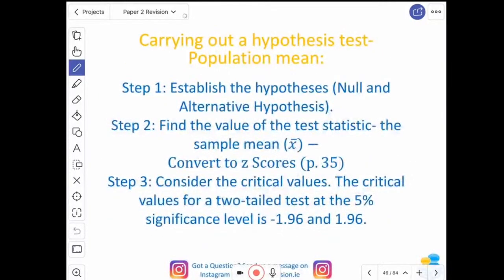And again, I'm not going to do a full example on that because I want to do an example of our population mean, because I didn't do that for your confidence interval. But do look at ExamRevision.ie. There's all these done out in videos if you need more examples. So now we're going to look at it for the population mean.